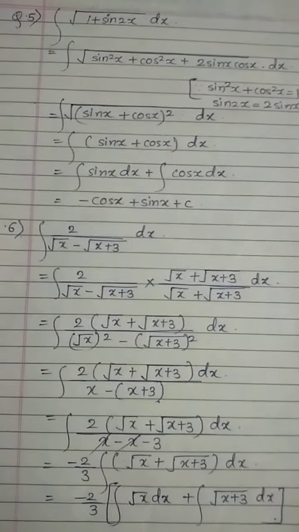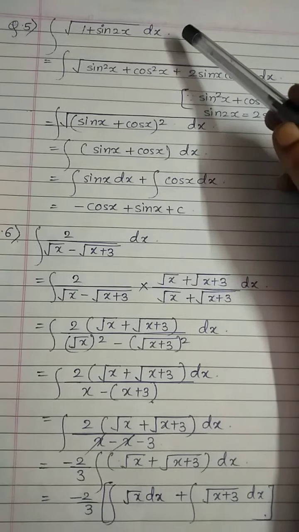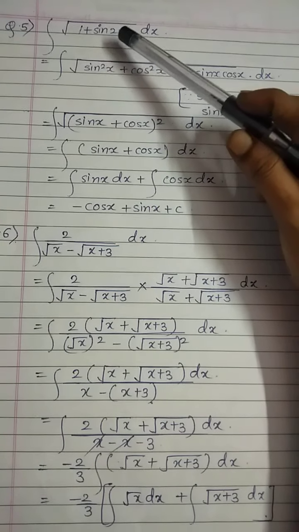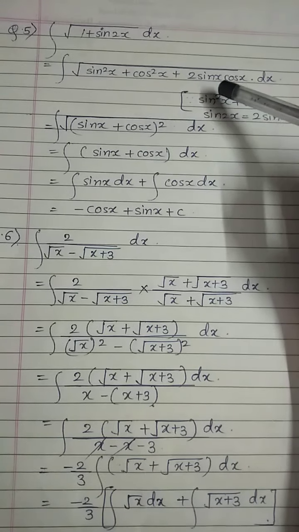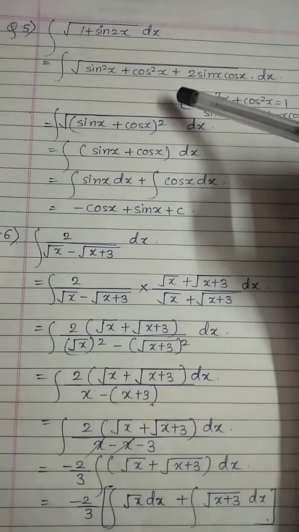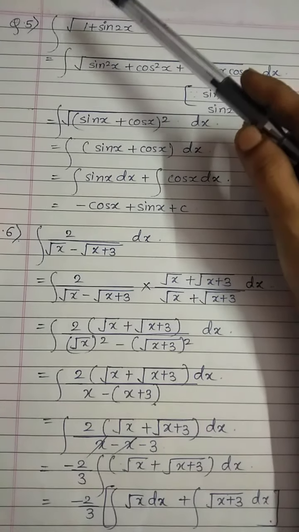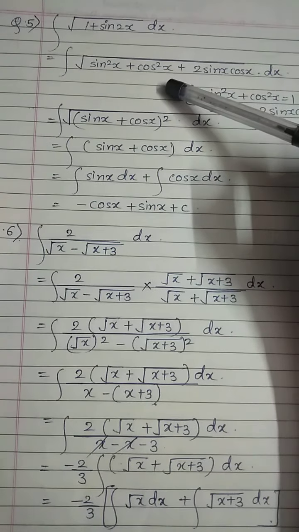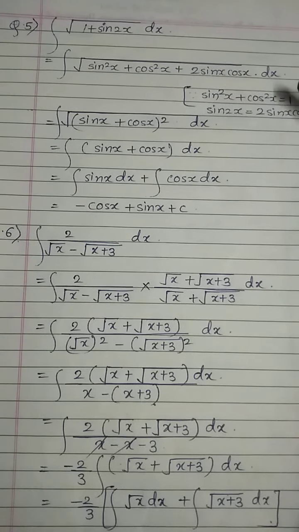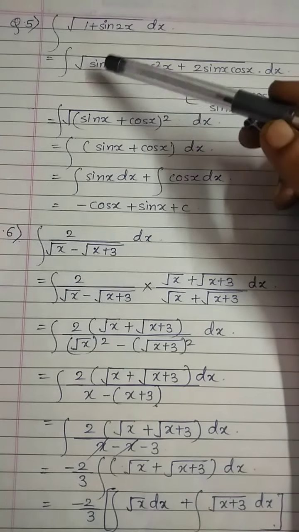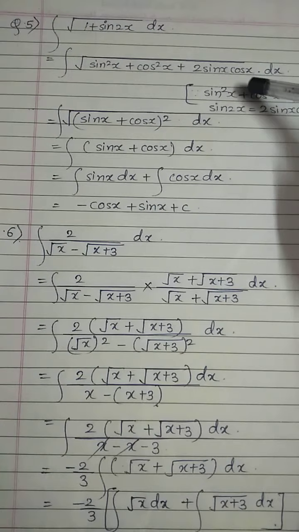Now next, question number 5, integration of under root 1 minus sin 2x dx. Now here also, instead of sin 2x, we can write the half angle formula, that is 2 sin x into cos x. But by writing that formula, we cannot simplify further. So at the place of 1 also, we will write the formula. We know the identity that sin square x plus cos square x is 1. So that identity we can write here. So the terms will be sin square x plus cos square x plus 2 sin x into cos x.